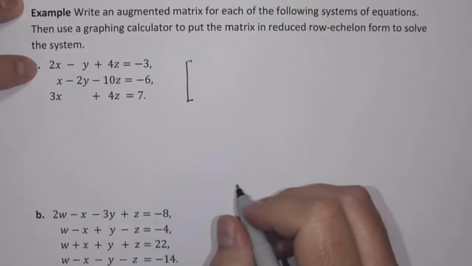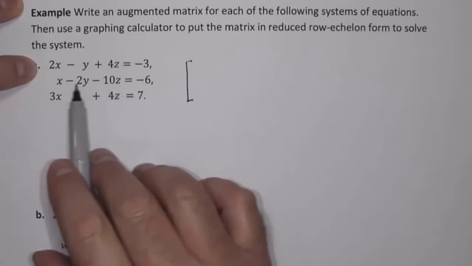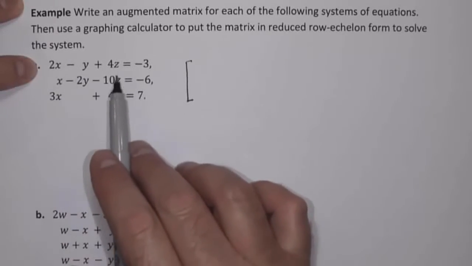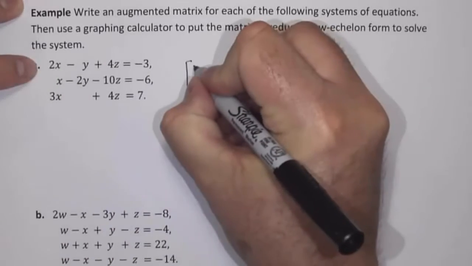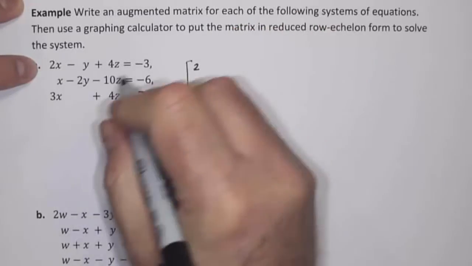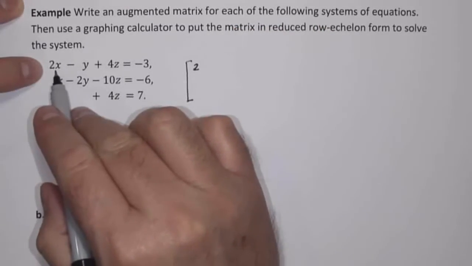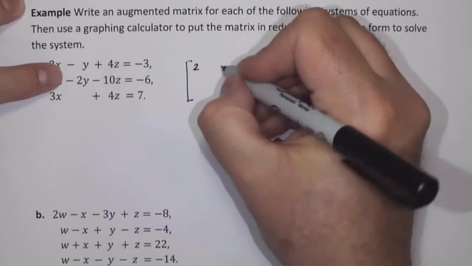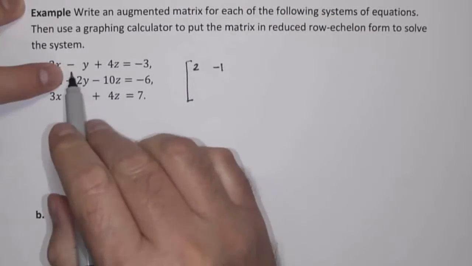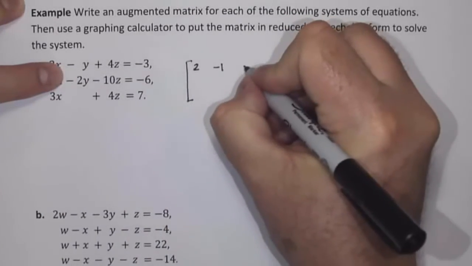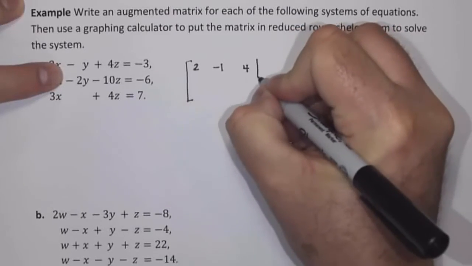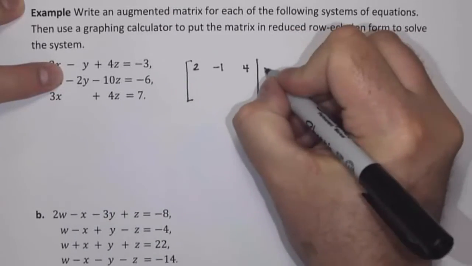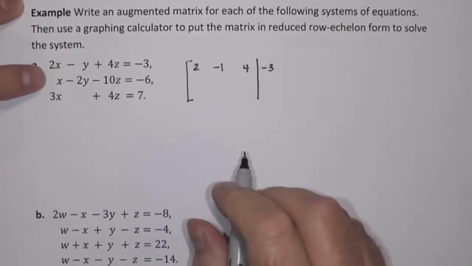So I'm going to have a matrix that's going to consist of 3 rows and 4 columns. So in the first row, I'm going to have 2. Again, that's the coefficient of the 2x here. We're going to have minus 1 or negative 1 for the minus y. We're going to have 4. I draw my vertical line. We're going to have negative 3 for the constant.